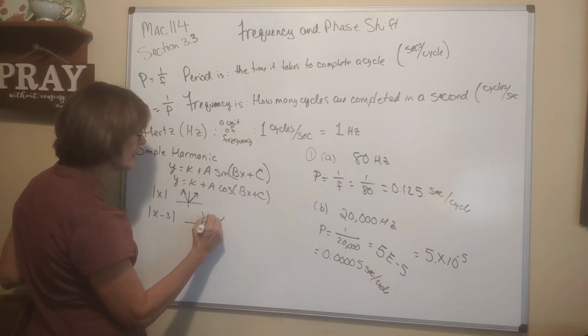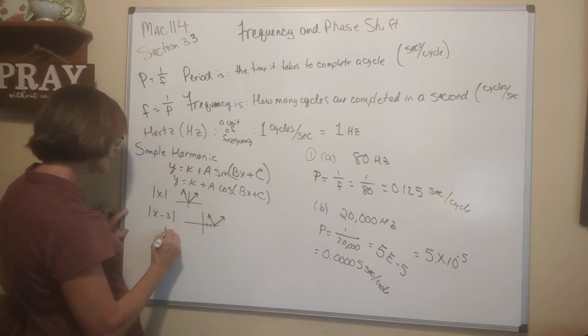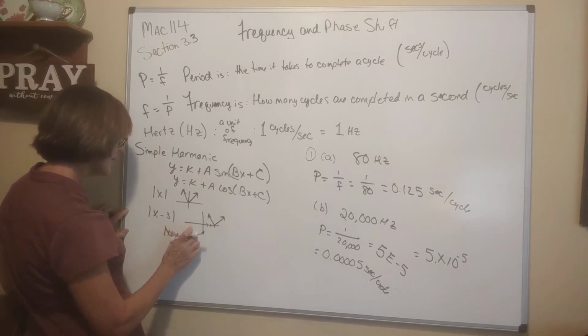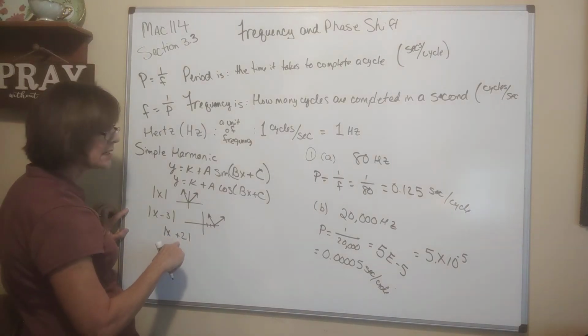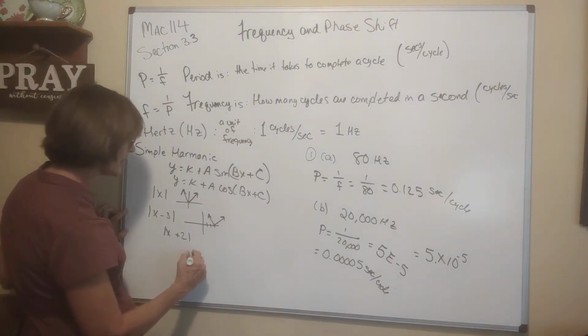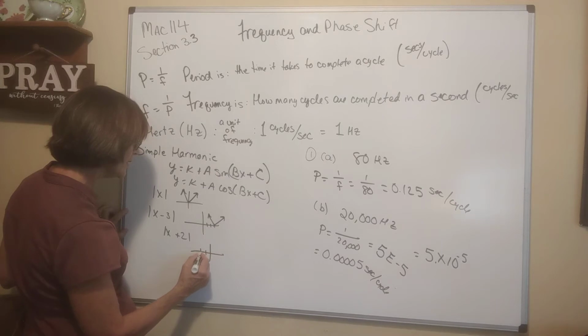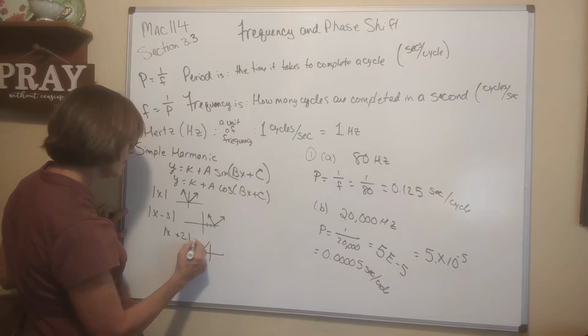And then we would graph it. Or if we had the absolute value of x plus 2, with the plus 2 inside with the absolute value, this is going to indicate the opposite of what it looks like. So we're going to shift that to the left 2.